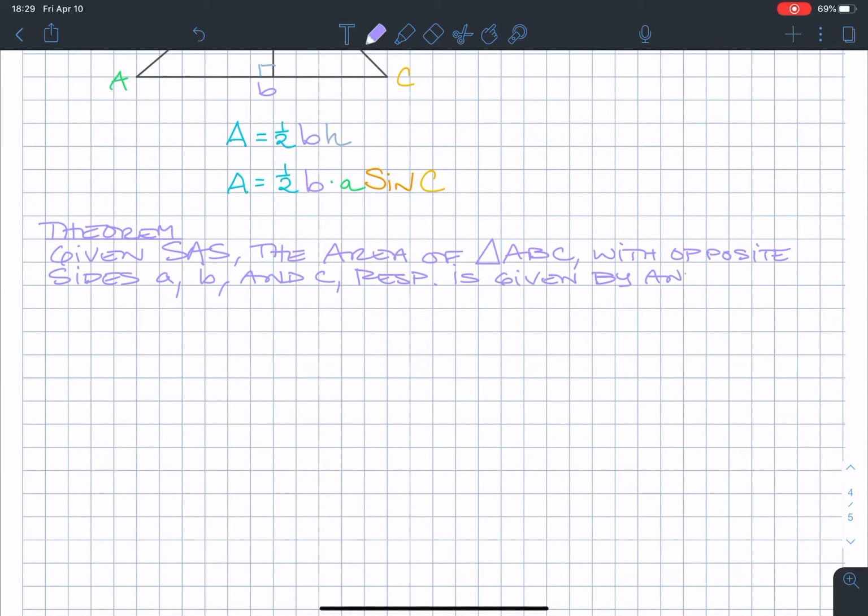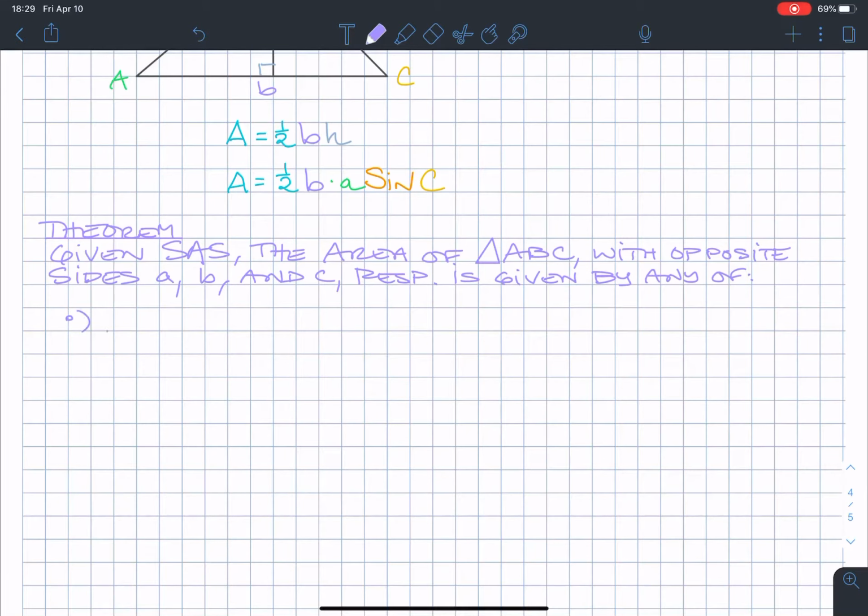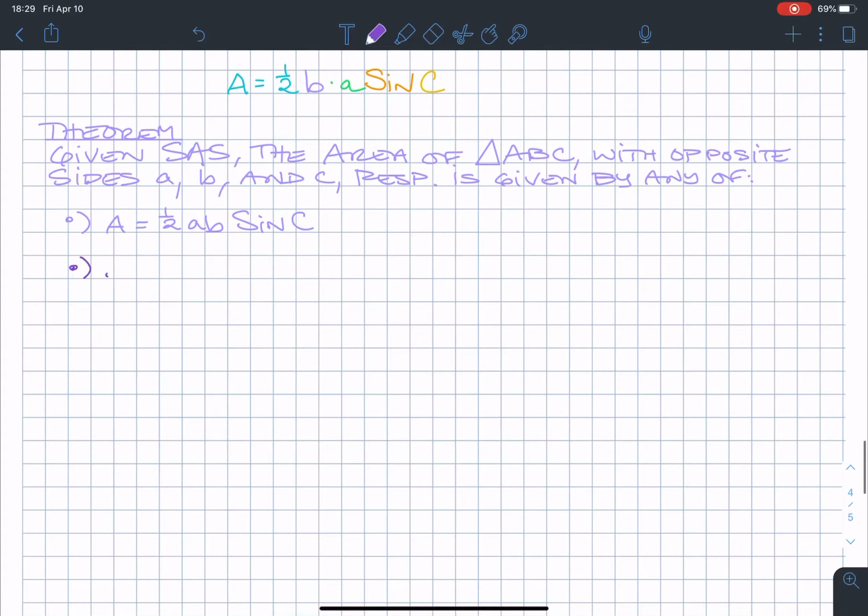Number 1, area is 1/2 ab sine of angle C, which is what we derived above. Number 2, the area could be 1/2 bc sine of angle A. Or number 3, the area could be 1/2 ac sine of angle B.